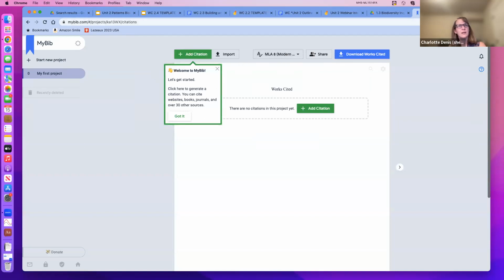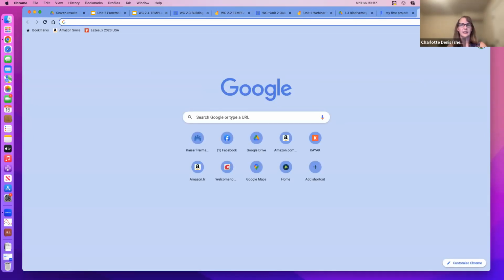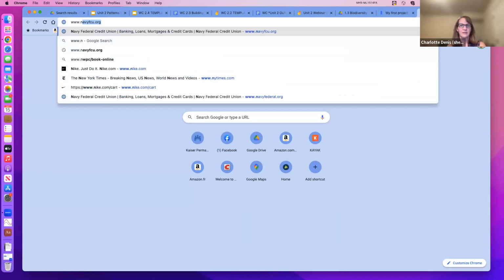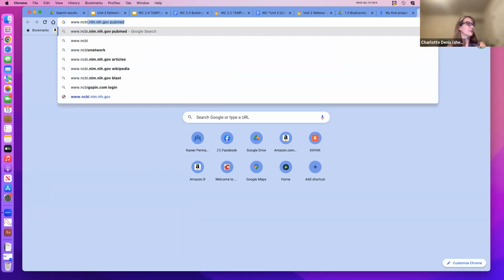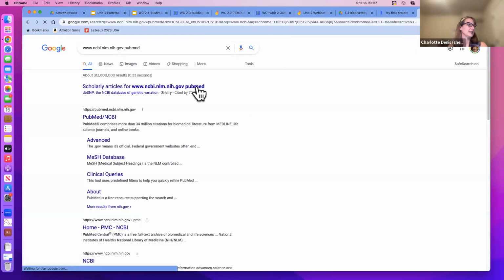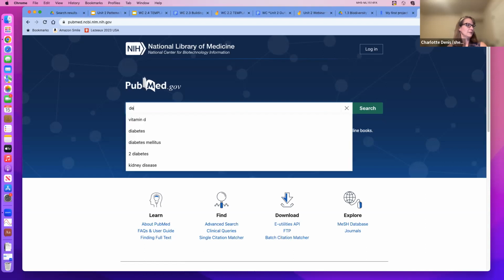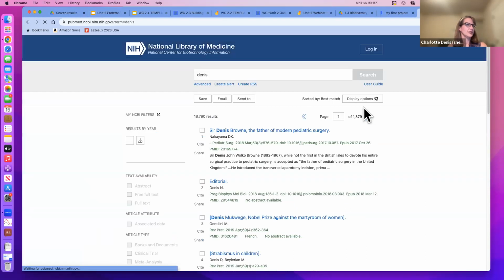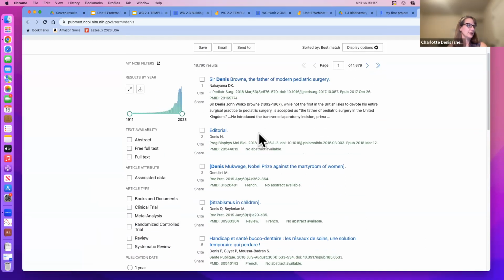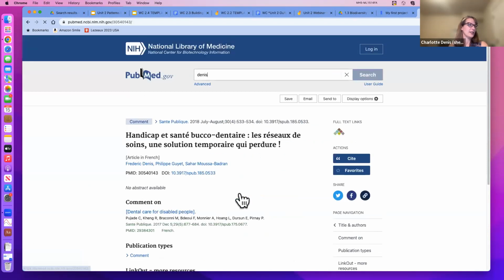If you use the MyBib add-on in Chrome, I don't know if you can see it right here, but there's the icon that has a little arrow on it. And so let's say I wanted to go to PubMed. We're going to find an article. I'm just going to put in my name. We'll see if my things come up. Nope. Okay, but we'll just pick this one as an example.